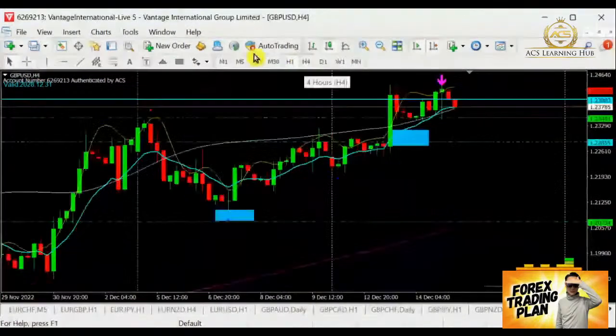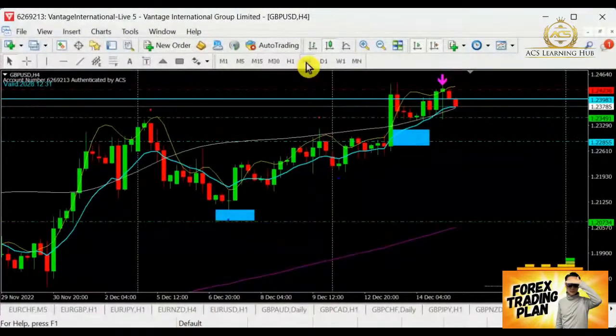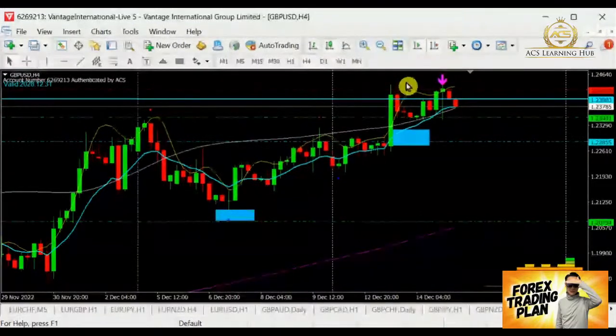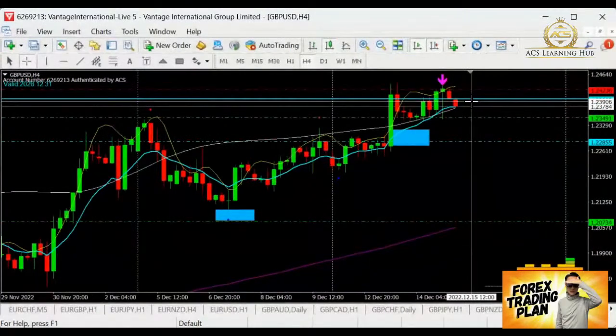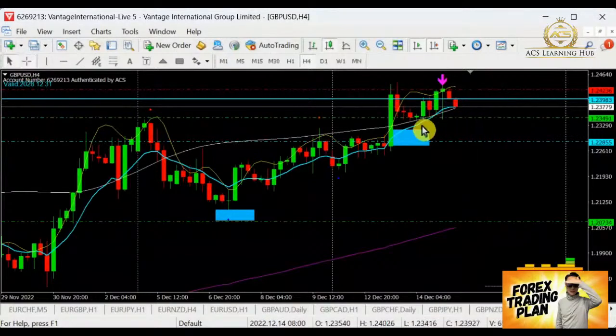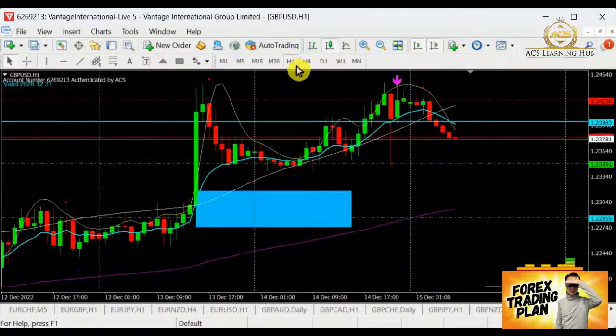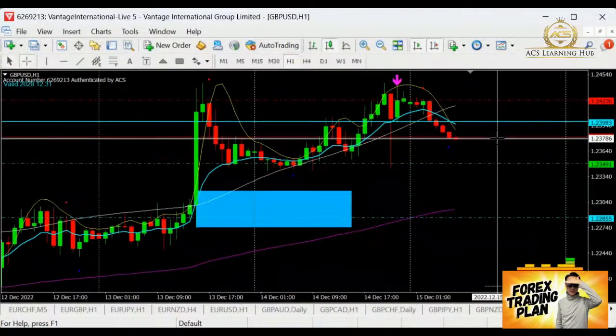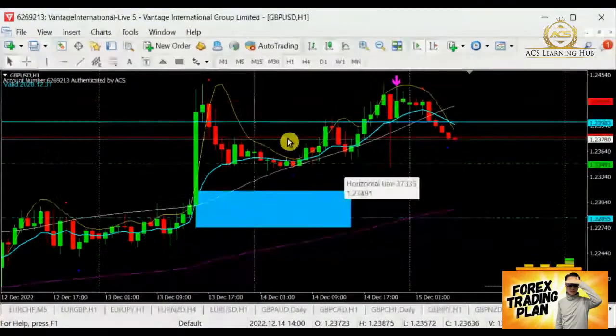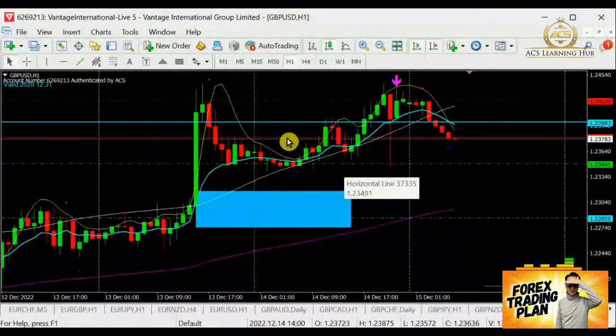For the next one, 1.2390. So it should be around here. By looking into this area here, we still have about 40 pips to go. Unless it sets up a new support, which I see it may not, there is still a good chance there. So yeah, we can still go with them. That's a good one.